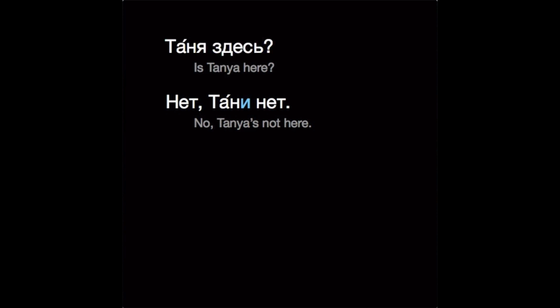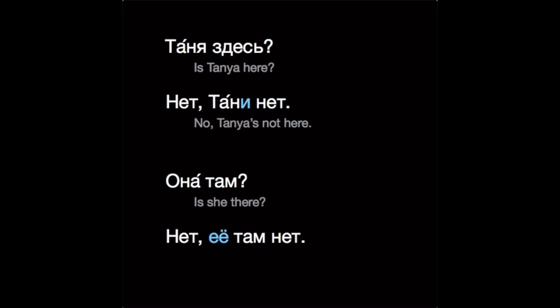Таня здесь? Нет, Тани нет. Она там? Нет, ее там нет. In these two examples, we see the two meanings of нет. First, in the meaning no, and the second, in each example, expresses absence.